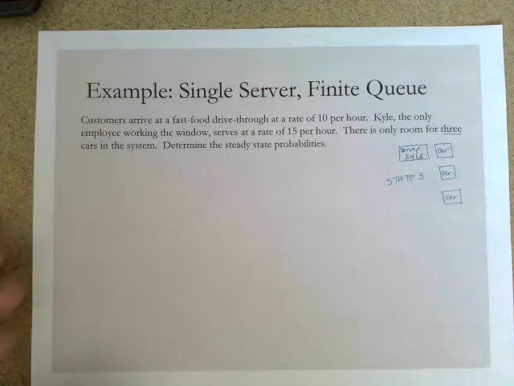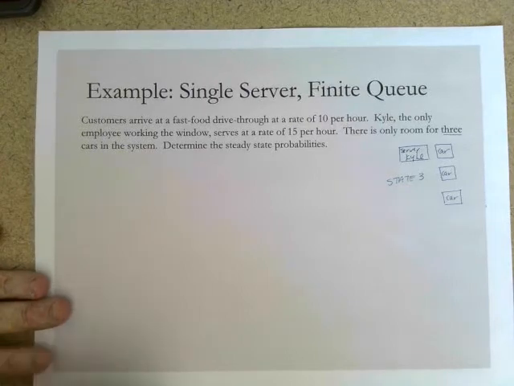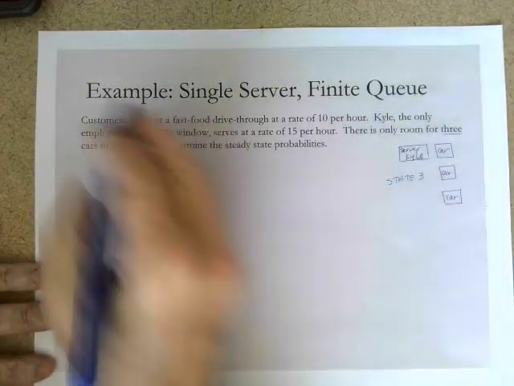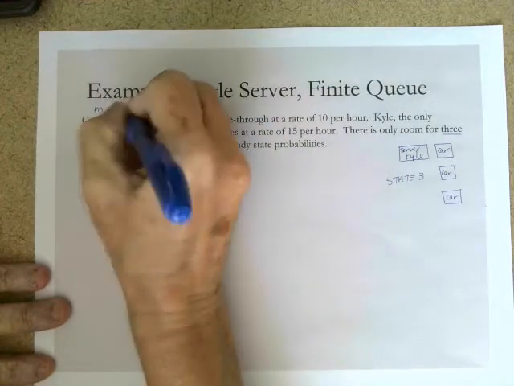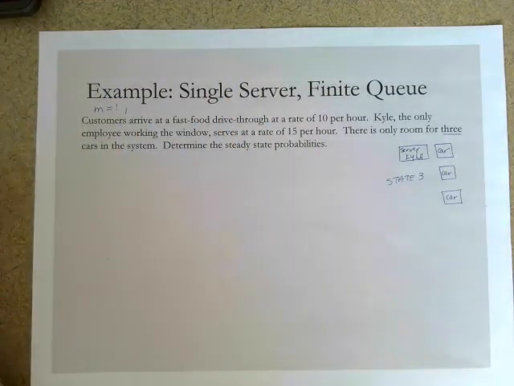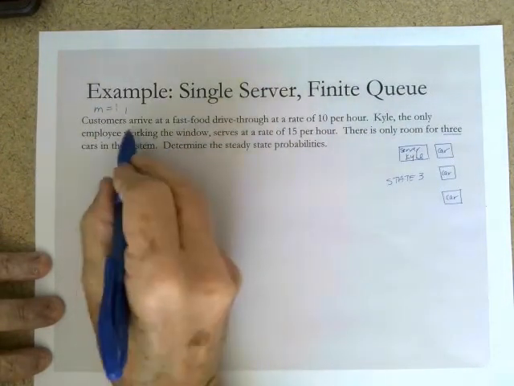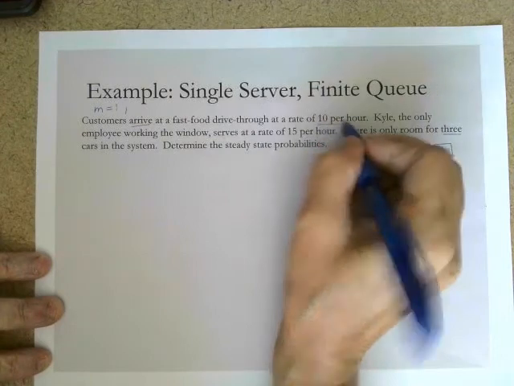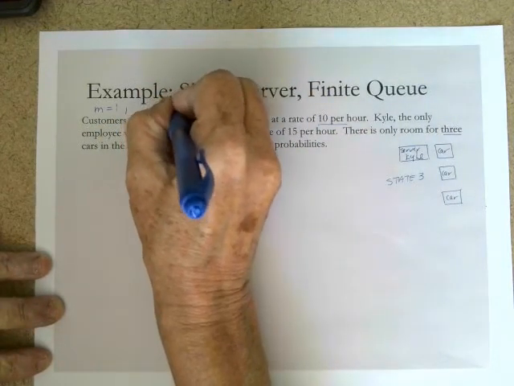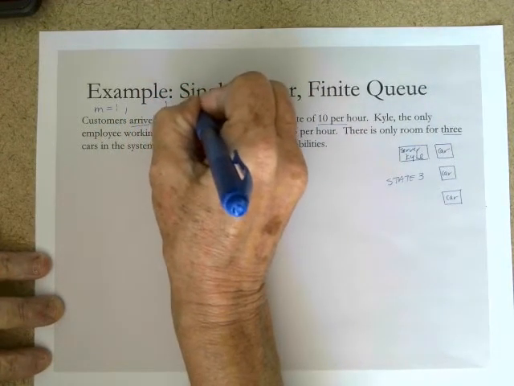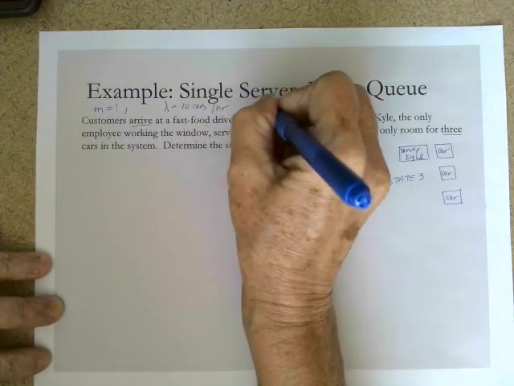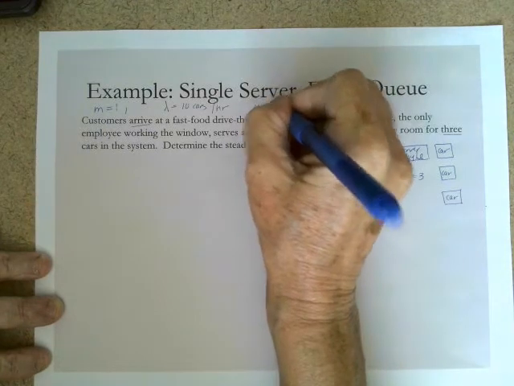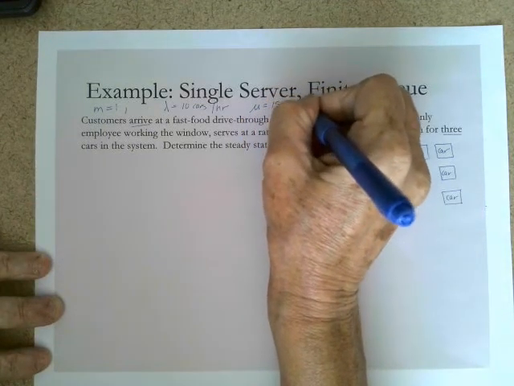So what have they given us here so far? Well, I only have 1 server, so my number of servers is 1. Because they didn't tell me that they were state dependent, I know that the arrival rate, lambda, is 10 cars per hour. And Kyle's rate of service is 15 cars per hour.